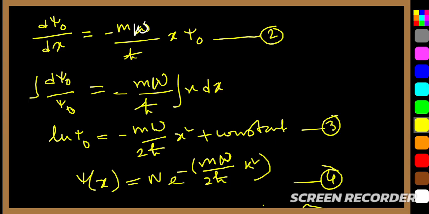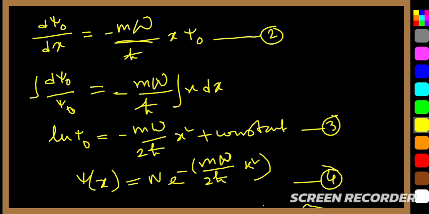Next one, dψ0/dx equals minus mω/ħ x ψ0. This is the second equation.